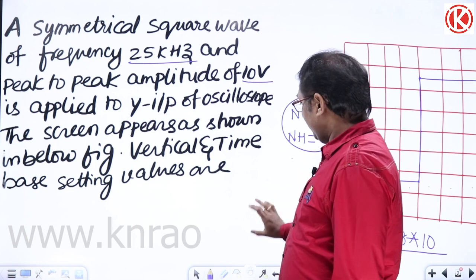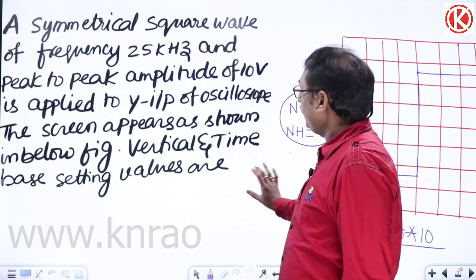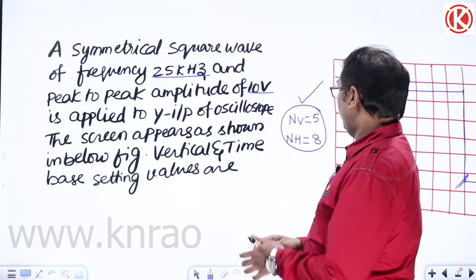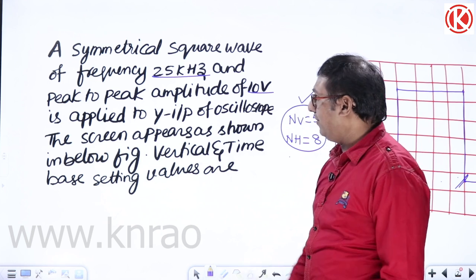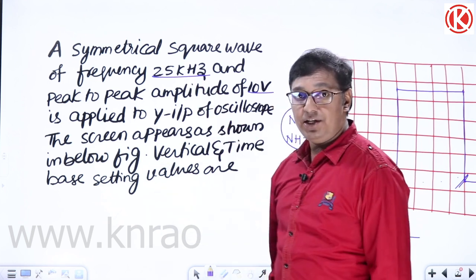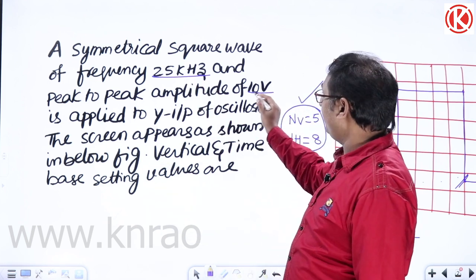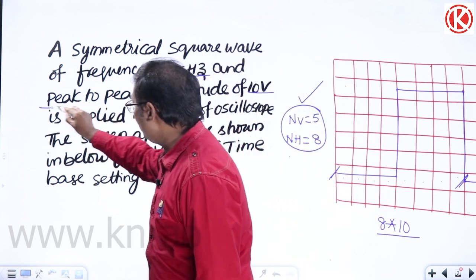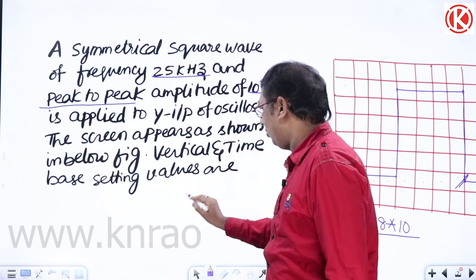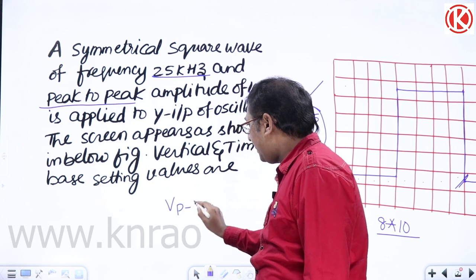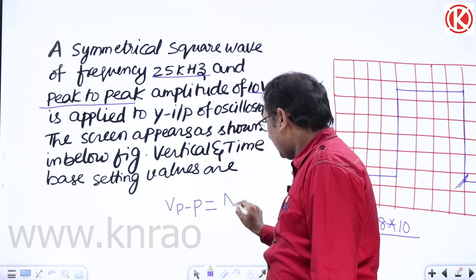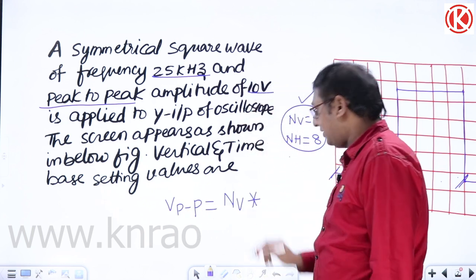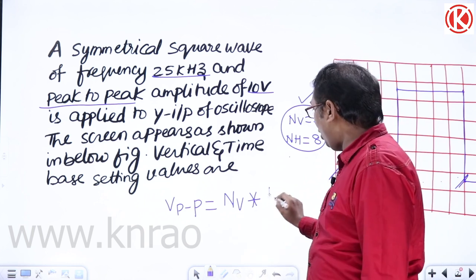Now, have a look into our data, please. What is the frequency given? 25 kilohertz. Is peak amplitude or peak to peak amplitude given? Peak to peak amplitude is given as 10 volts. Means V peak to peak equals the number of vertical divisions into volt per div.